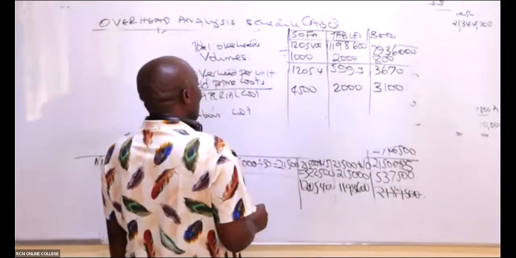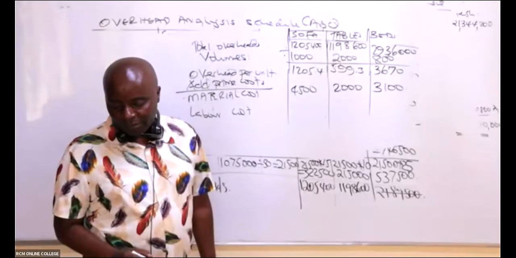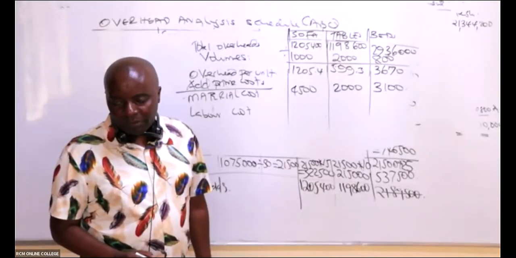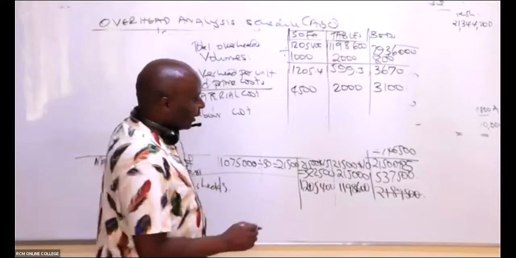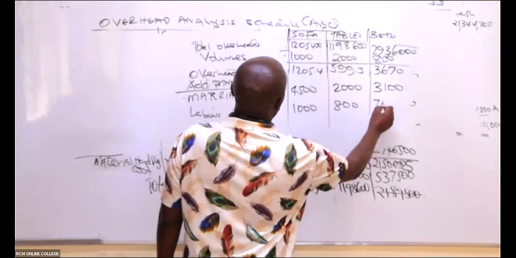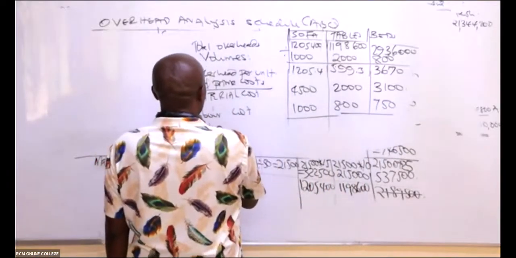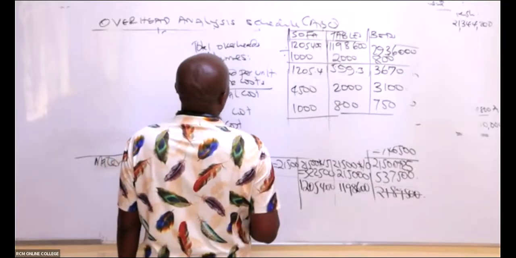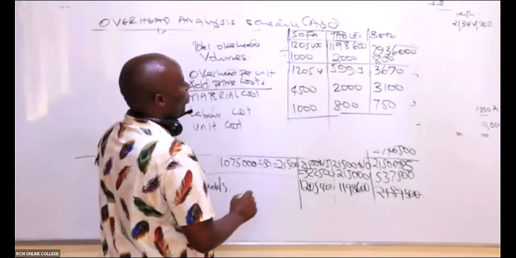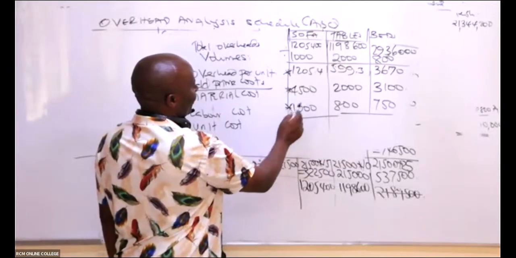And then we go to labor costs. 1,800. 750. That is it. So then we have the unit cost. Now you are adding the overhead per unit plus these prime costs. Then we are at home.